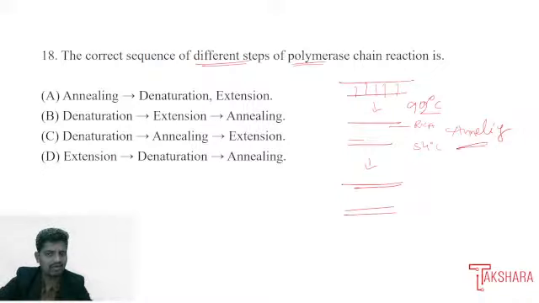And the last one, the extension will be conducted, so that we call primer extension. This requires 72 degrees Celsius. So denaturation, annealing and extension are the sequential steps involved in the PCR.